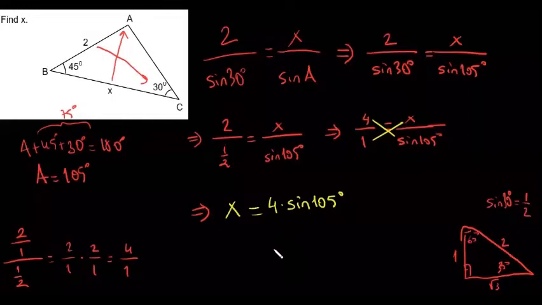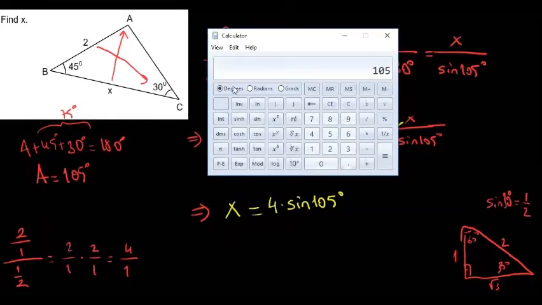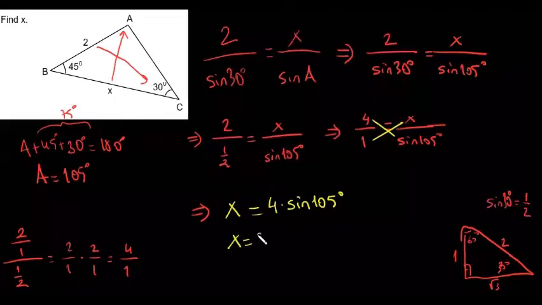So 4 times sine of 105 degrees, I am going to use my calculator. Okay, you see this is 105 degrees in degrees mode. So sine of 105, I'm going to use the sine button. Sine of 105 degrees is going to be 0.96 and keeps going on. So I'm going to multiply that by 4. Let's write it in 2 decimal places. So 3.86 will be our answer. 3.86 is going to be the length of BC. Okay, x is equal to 3.86.